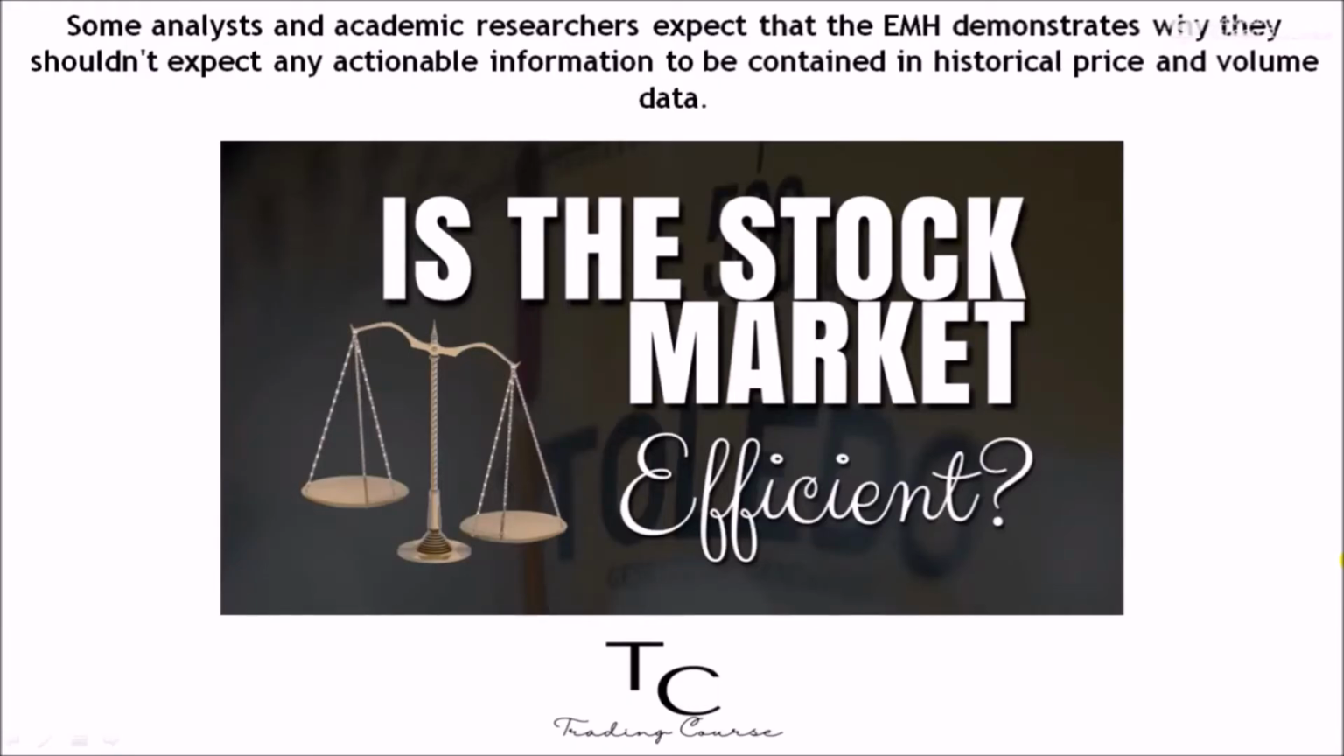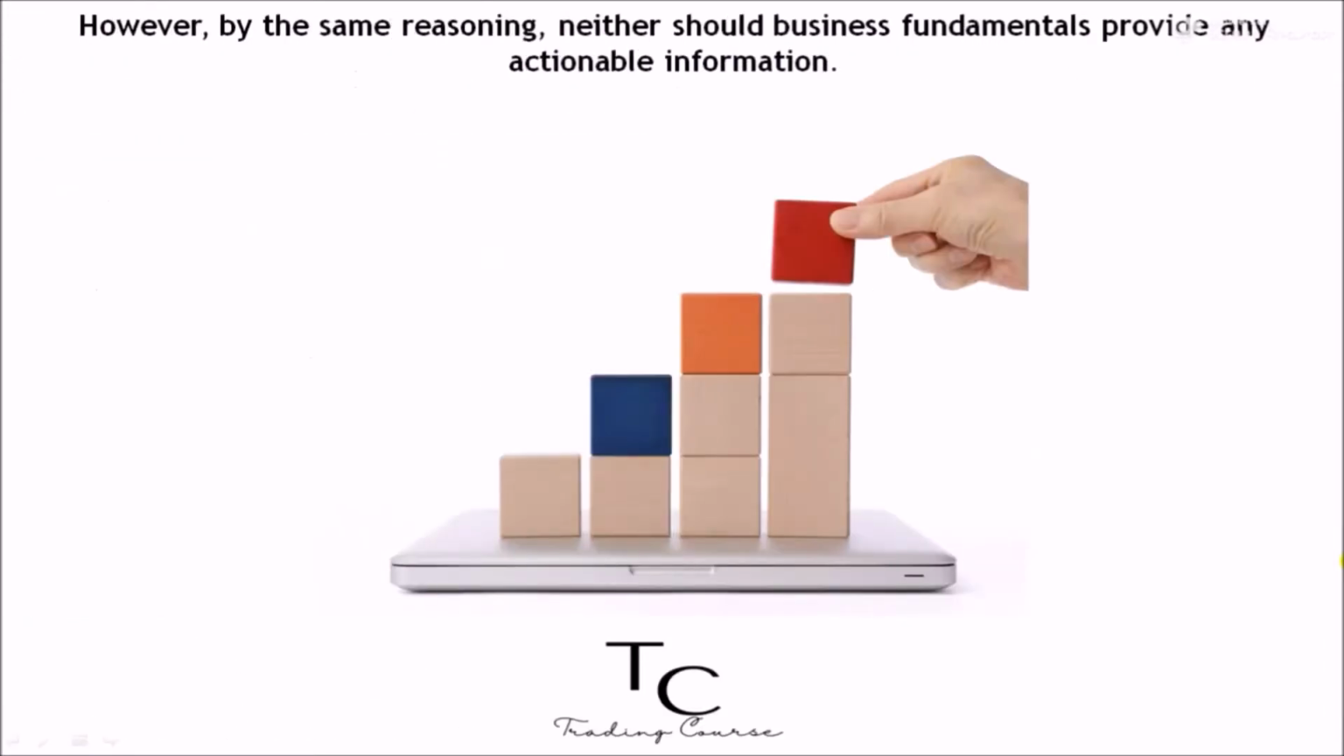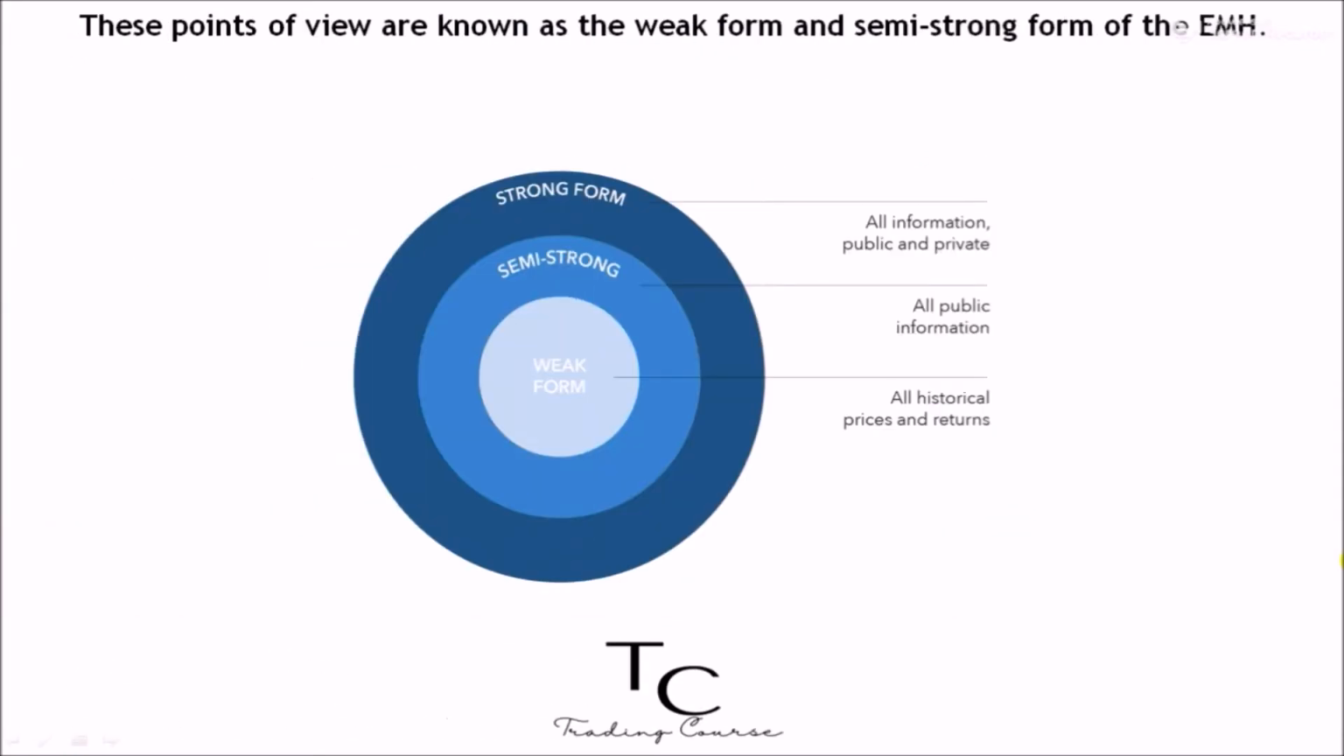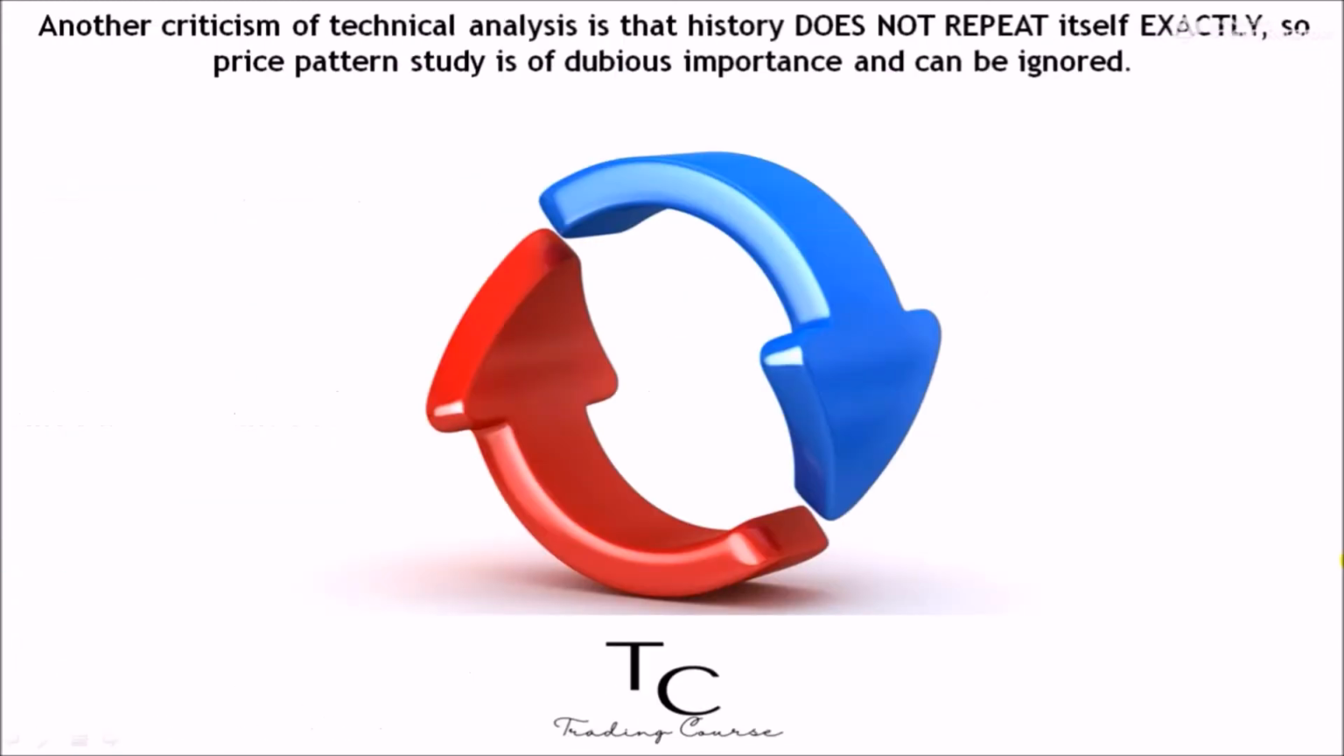Some analysts and academic researchers expect that the EMH demonstrates why they shouldn't expect any actionable information to be contained in historical price and volume data. However, by the same reasoning, neither should business fundamentals provide any actionable information. These points of view are known as the weak form and semi-strong form of the EMH.